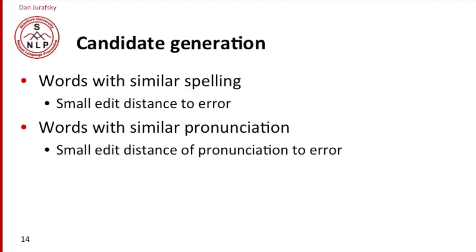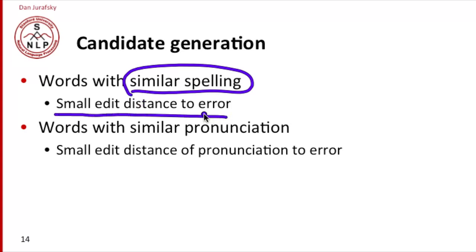First, we're going to start with generating candidates. What are the possible candidate words to replace this word? We can think of at least a couple of obvious ways to do this. One is we're going to pick words that have similar spelling. Words that have similar spelling might naturally be mistaken for the correct word. We're going to operationalize similar spelling as having a small edit distance to the error.